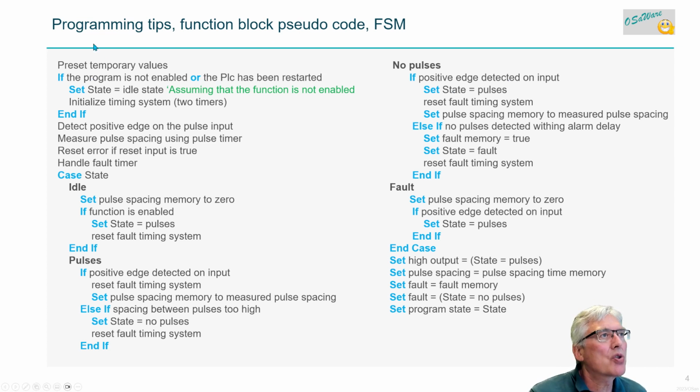Here is again some pseudocode. So again, the way we work: preset temporary, check if the PLC has been restarted or if it's not enabled. So it's idle state, we go to initial timing system, positive edges on the input, measure pulse spacing, reset error if the reset input is true, handle fault timer, and so on. And here's the case. Set pulse spacing memory to 0, function is enabled, and we assume pulses, and reset fault timing. In pulses, positive edge, reset fault timing system, just reinitialize this.